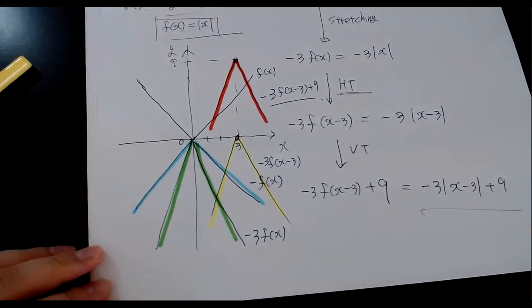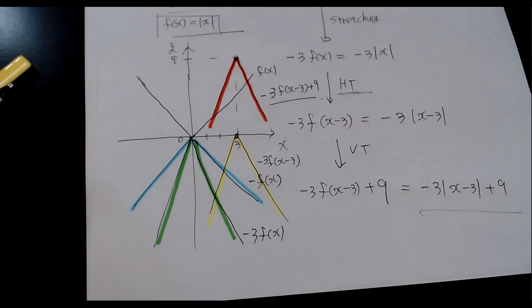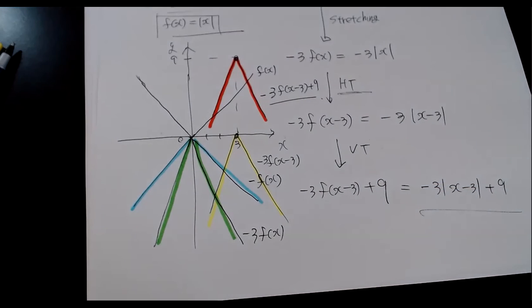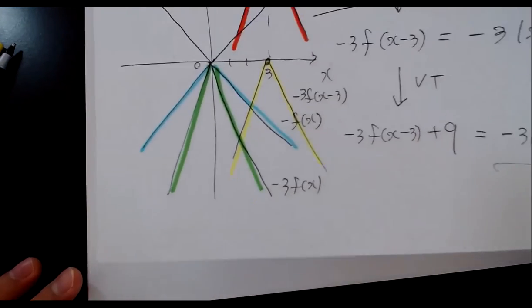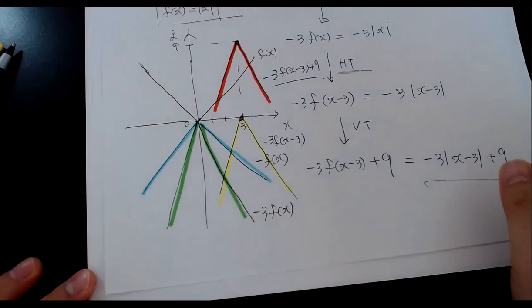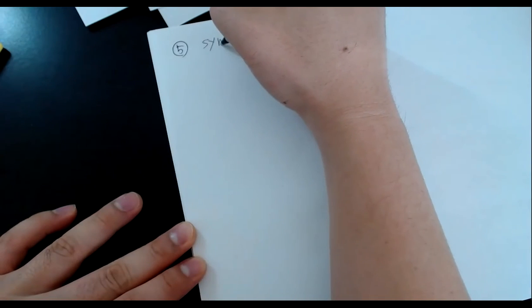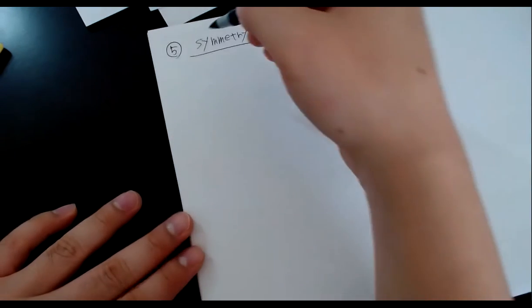Okay. Let's see. All right. So in that problem, I told you the order of transformation was specifically mentioned, right? So given that, I follow that order. Okay. So now let's see symmetry. Let me cover symmetry. So symmetry is this.